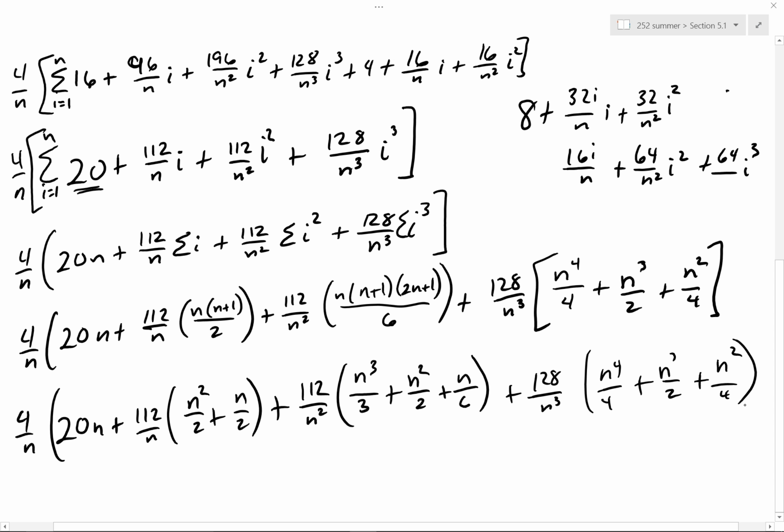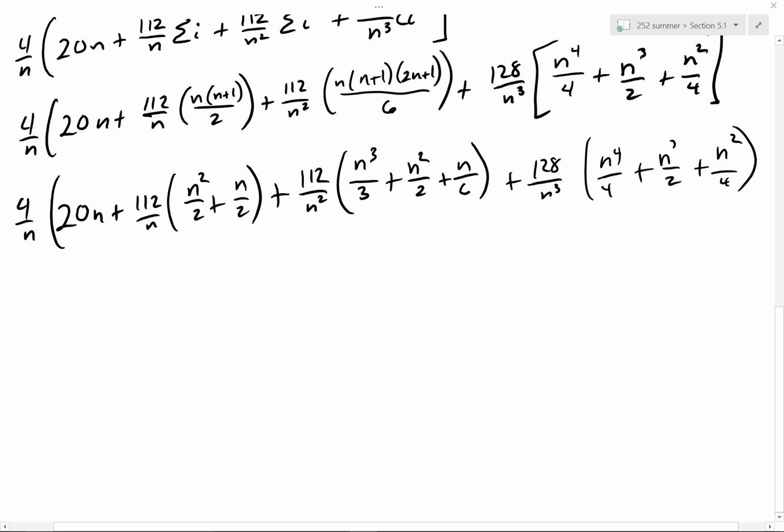Whew. Okay, let's distribute, shall we? So 4 over n. I'm just going to leave that out there. Let's distribute this stuff in here. So 20 over n plus, this is going to be 112 divided by 2 is 56. This n and this n cancel, it's 56n. And then this one's going to be, the n's are going to cancel, and I should just get 56.